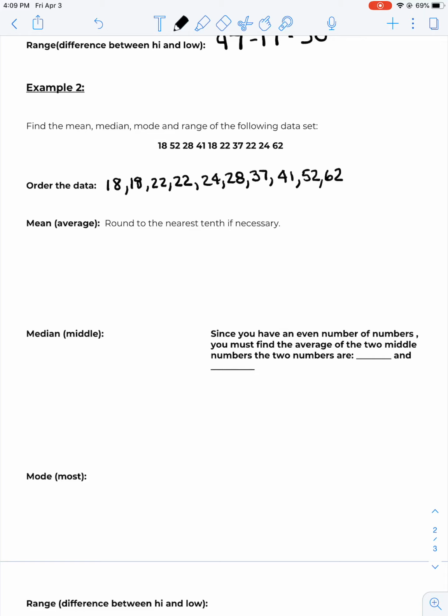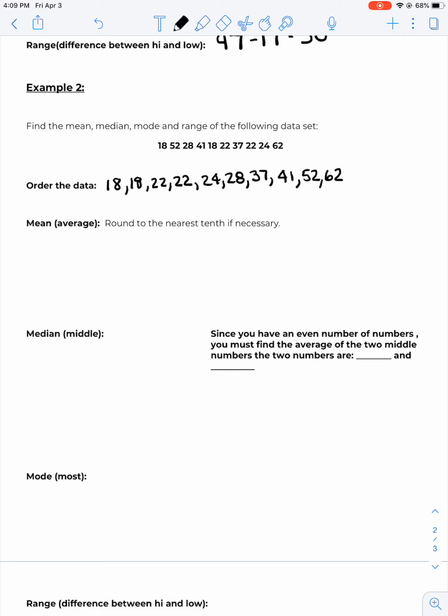When you have a long list of numbers like this, make sure that you count them and you check them. So I have 1, 2, 3, 4, 5, 6, 7, 8, 9, 10 numbers in my set. So when I count here, I have 1, 2, 3, 4, 5, 6, 7, 8, 9, 10, and I have 10 numbers that I put in order.